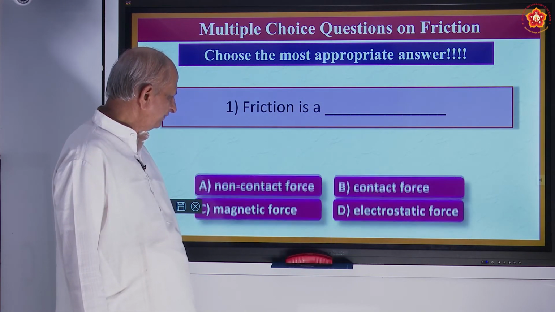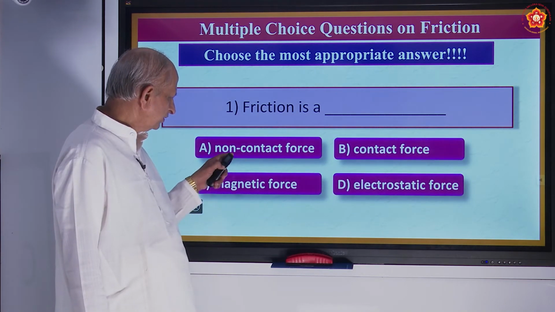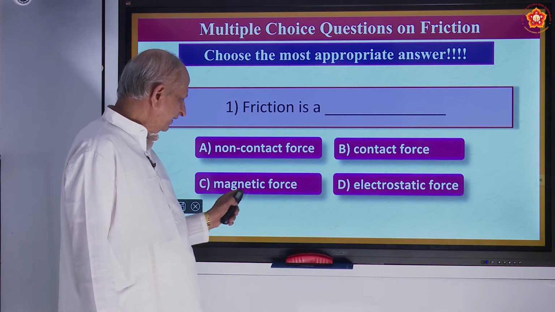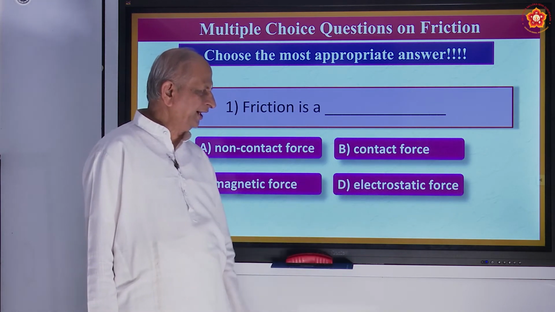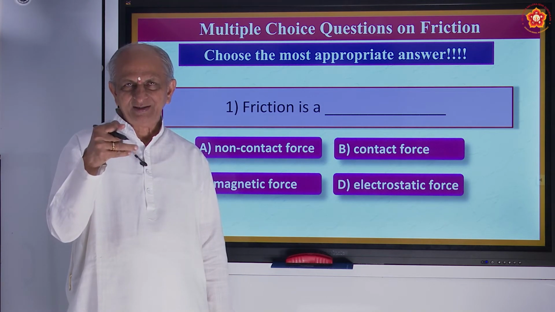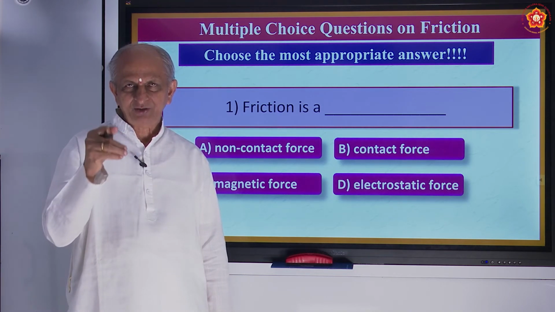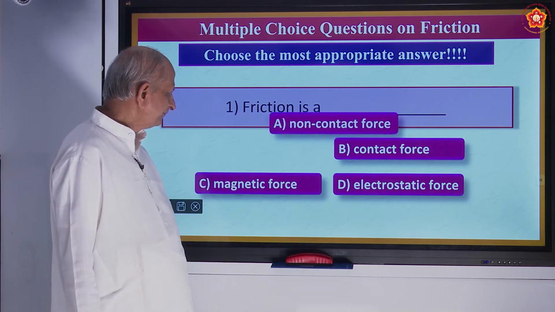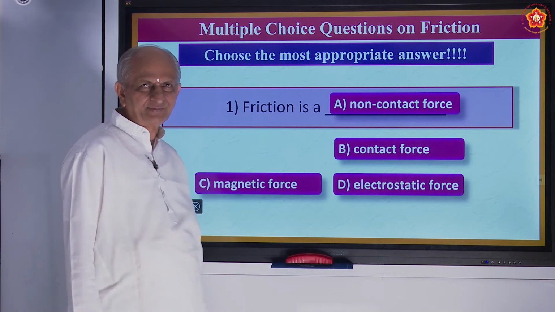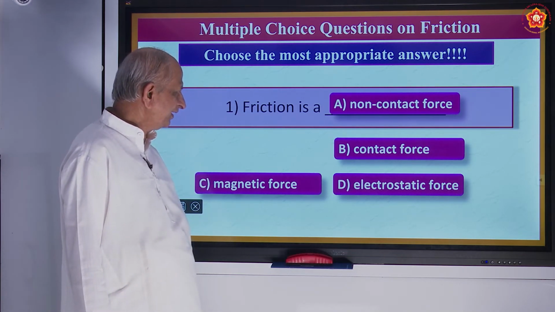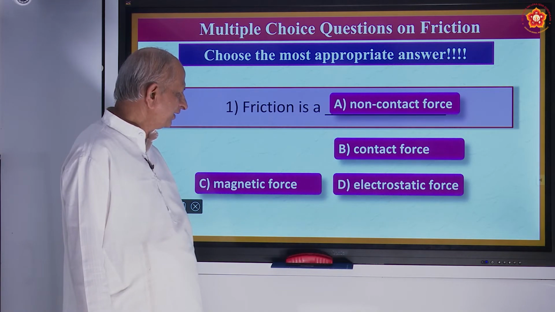Friction is: there are four answers: non-contact force, contact force, magnetic force, electrostatic force. Come on, think. 10, 9, 8, 7, 6, 5, 4, 3, 2, 1. Non-contact force. Friction is a non-contact force.